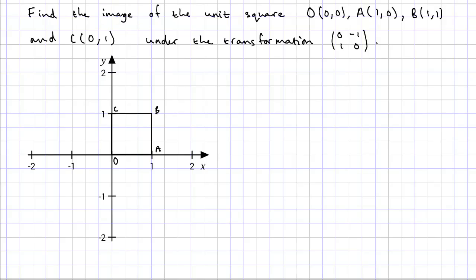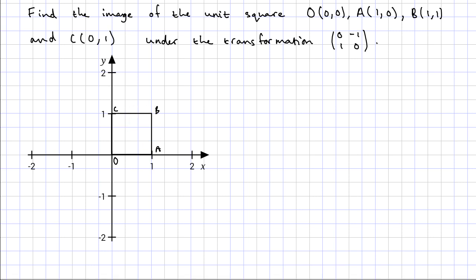This video is on transforming the unit square. So we have: find the image of the unit square O, A, B, C, and you can see these points here. So O is the origin, (0, 0), A is (1, 0), B is (1, 1), and C is (0, 1), under the transformation matrix [0 -1; 1 0]. So what we can do is see where each of the points transforms to. Let's start by doing that.